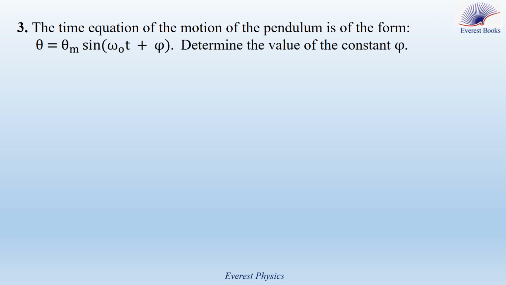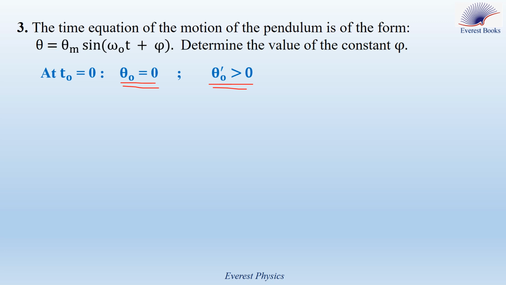Let's move to part 3. The time equation of the motion of the pendulum is of the form θ equals θm sine(ω0 t plus φ). Determine the value of the constant φ. You know that the value of φ is determined from the initial conditions. In the beginning of the question, we said that at time 0, the particle is in the equilibrium position. Therefore, θ0 is equal to 0. Also, we said that the particle is launched in the positive direction, then θ0' is positive.